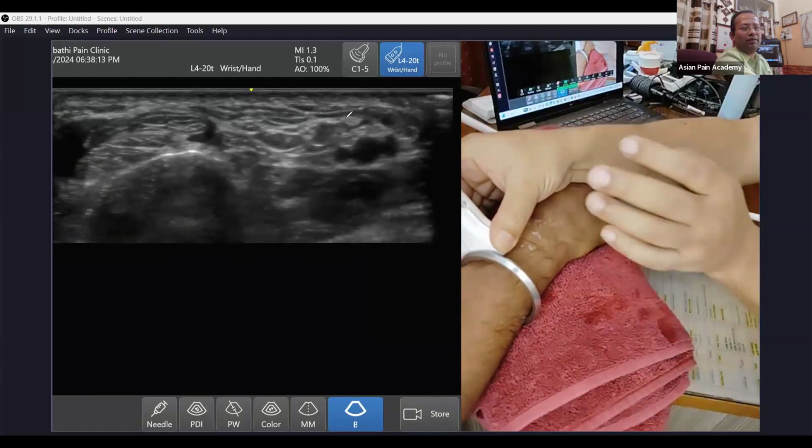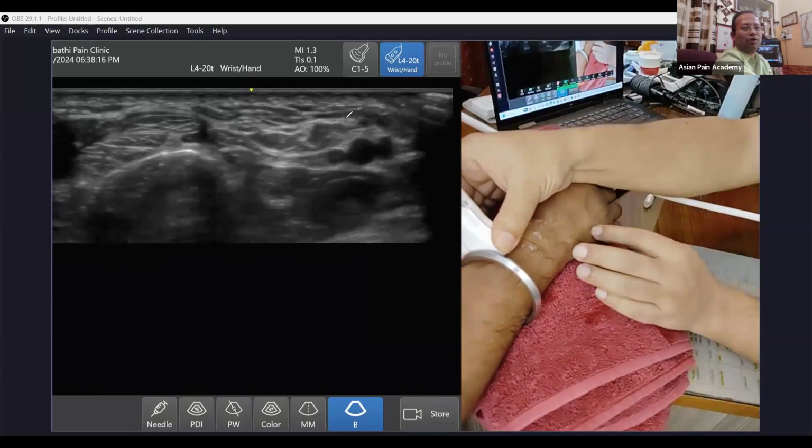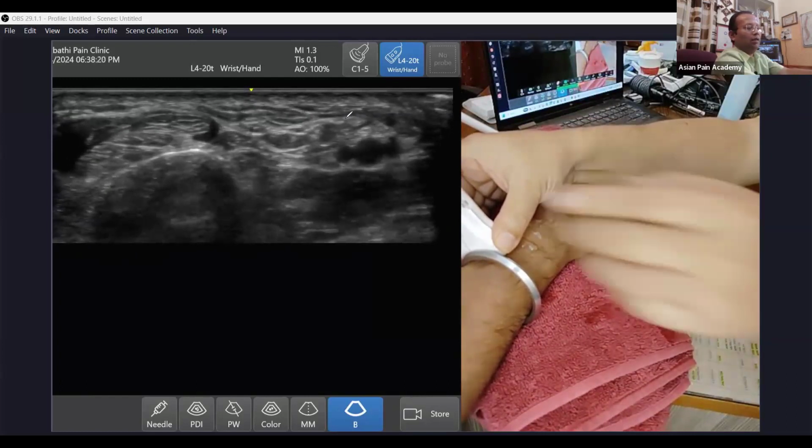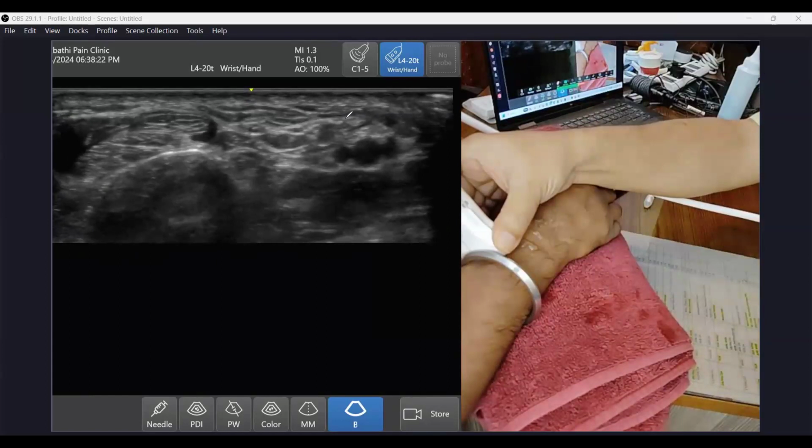There is a honeycomb appearance. Just under the yellow spot you can see the honeycomb appearance, clearly a honeycomb appearance. Sir, can we see the probe movement?